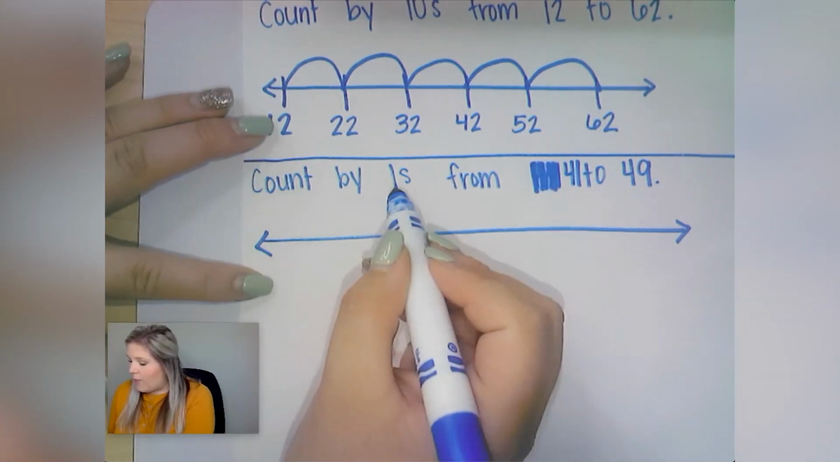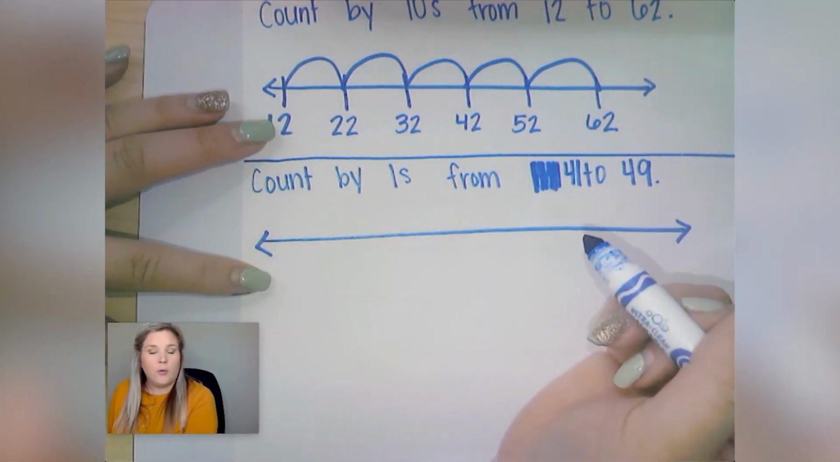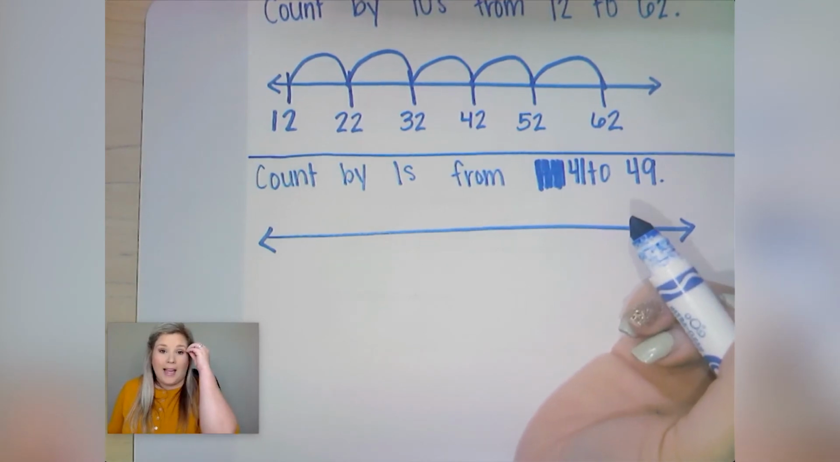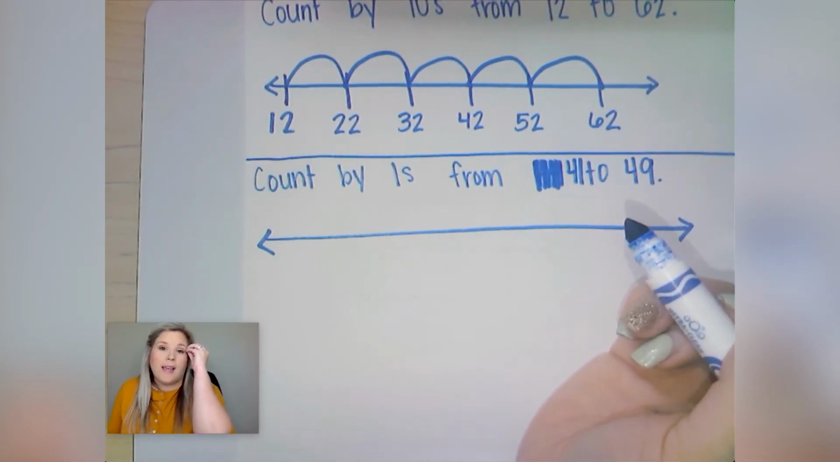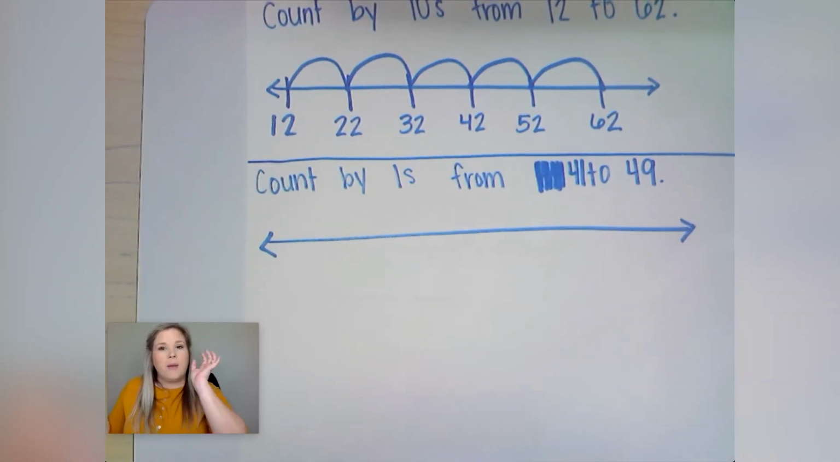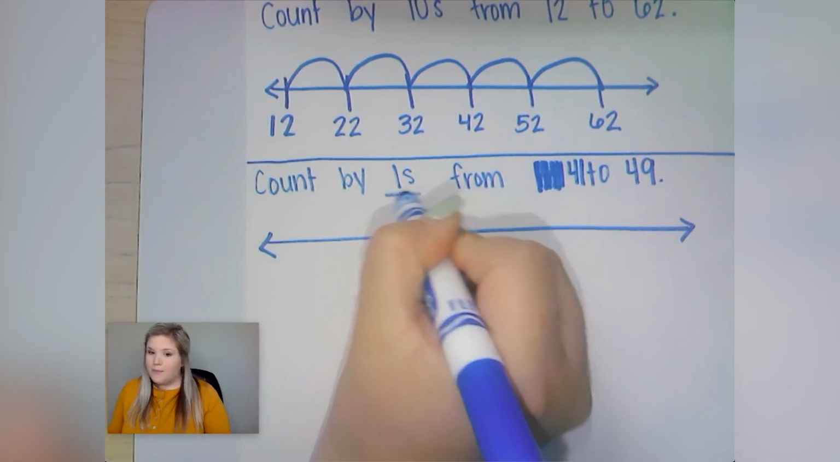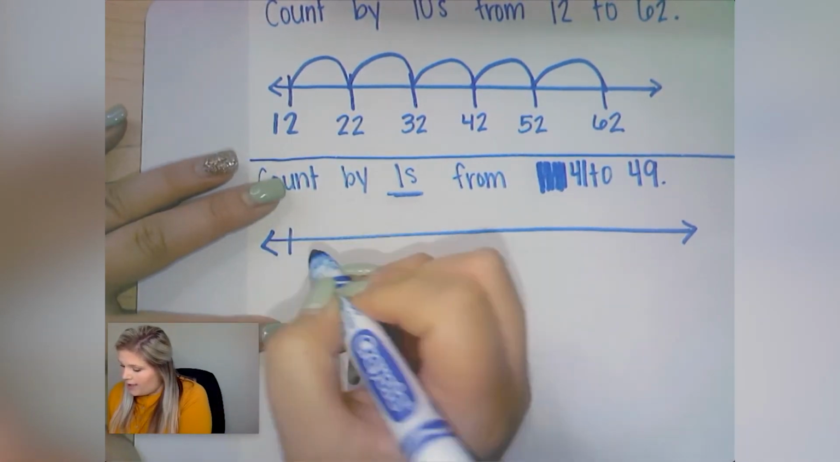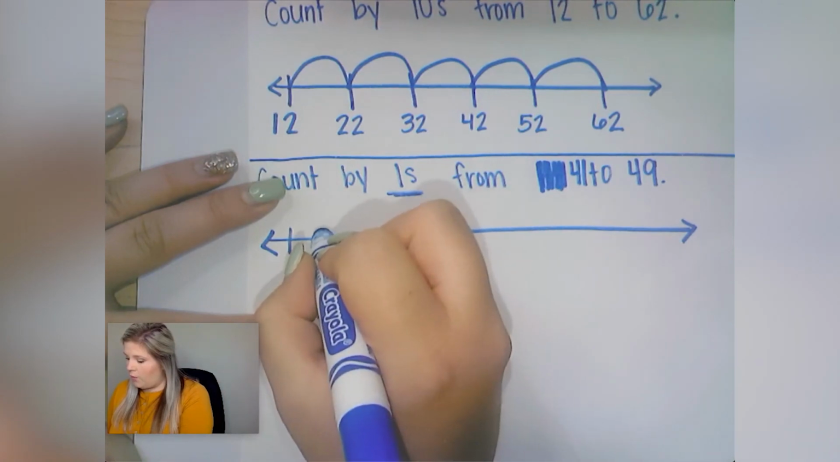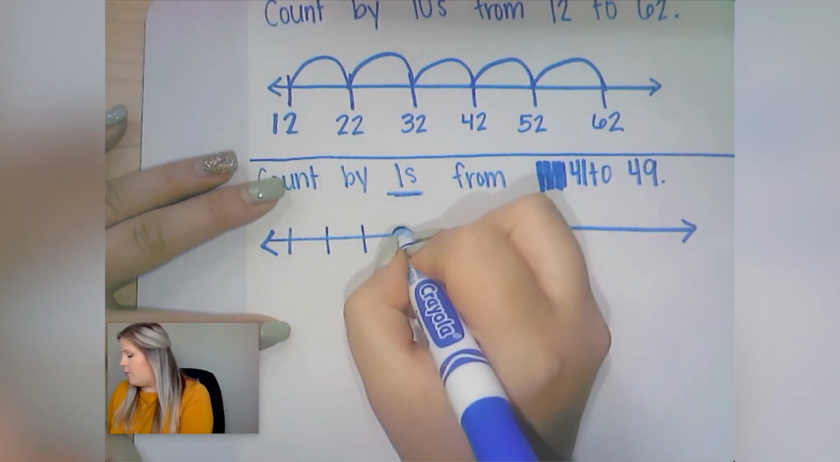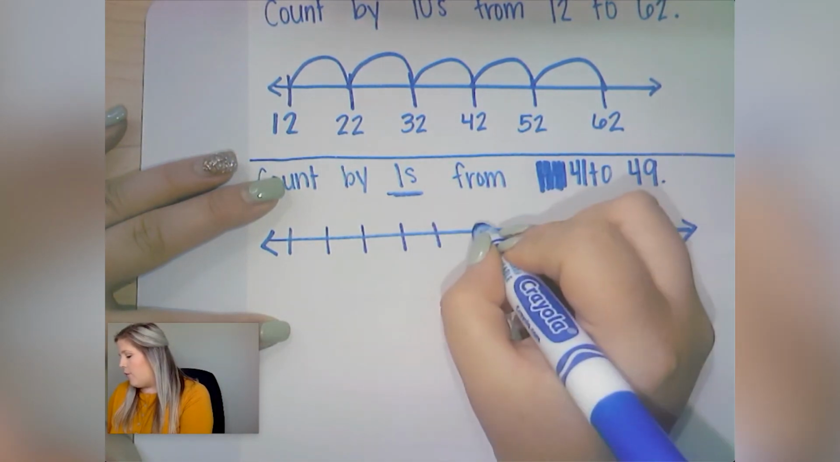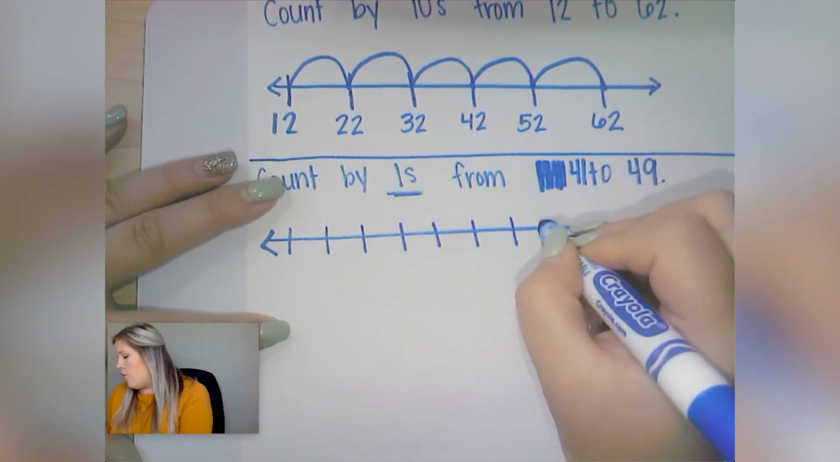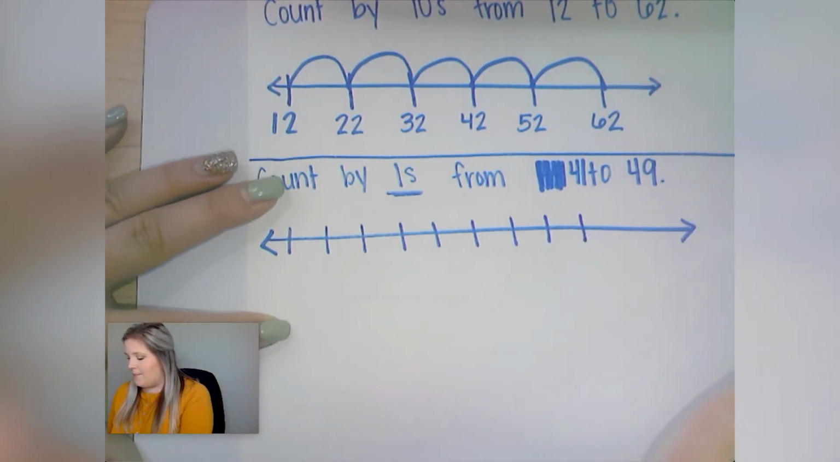So it says to count by ones from 41 to 49. So that tells me that the space between my counting marks isn't going to be as large as the space between the counting marks when counting by tens because we are counting by ones. Okay, so I'm going to start at 41, 42, 43, 44, 45, 46, 47, 48, 49.